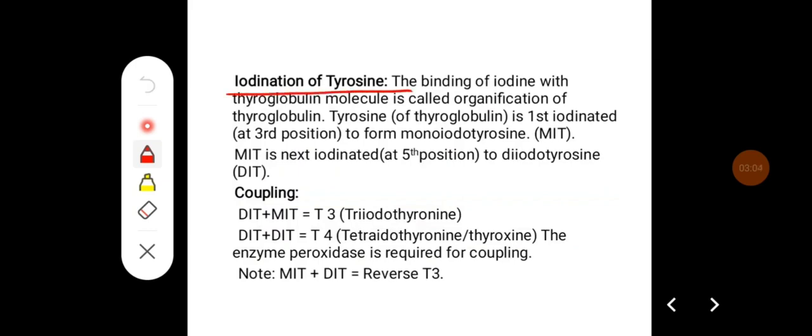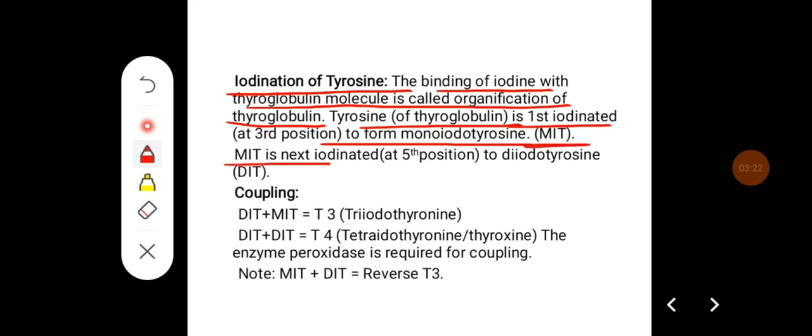Then the next step is iodination of tyrosine. The binding of iodine with the thyroglobulin molecule is called organification of thyroglobulin. Tyrosine of thyroglobulin is first iodinated to form monoiodotyrosine, that is MIT. Then MIT is next iodinated at the fifth position to diiodotyrosine, which is called DIT.